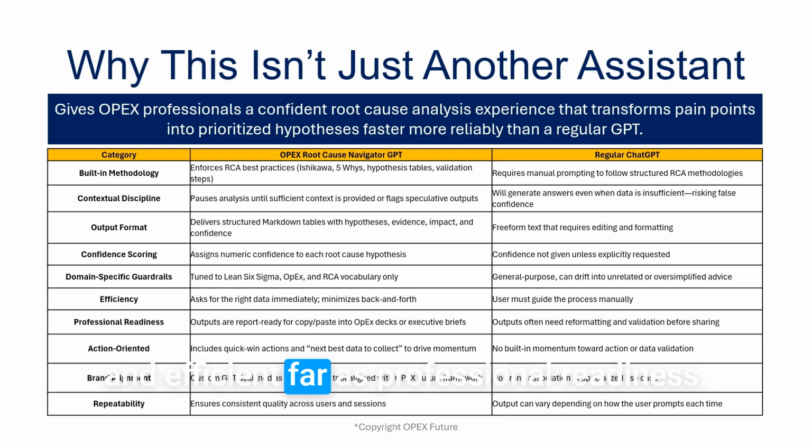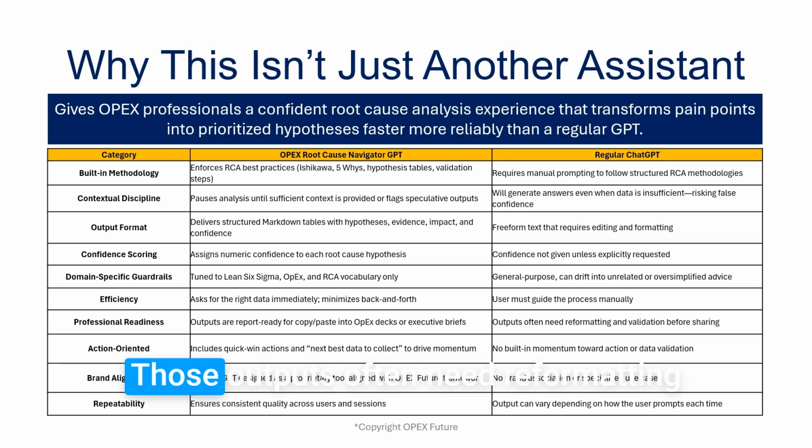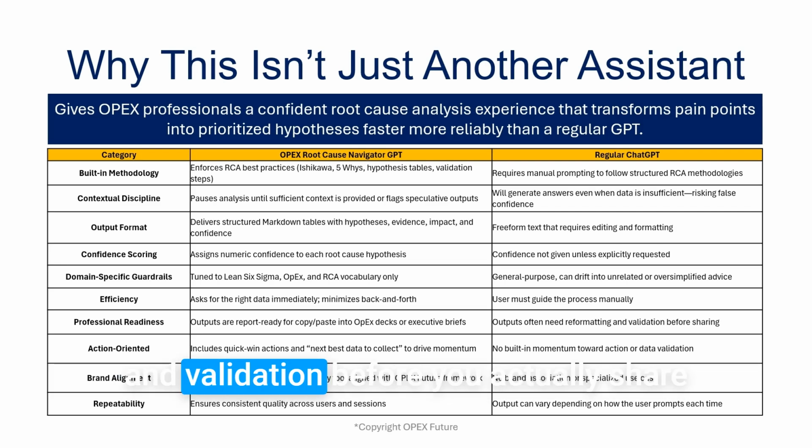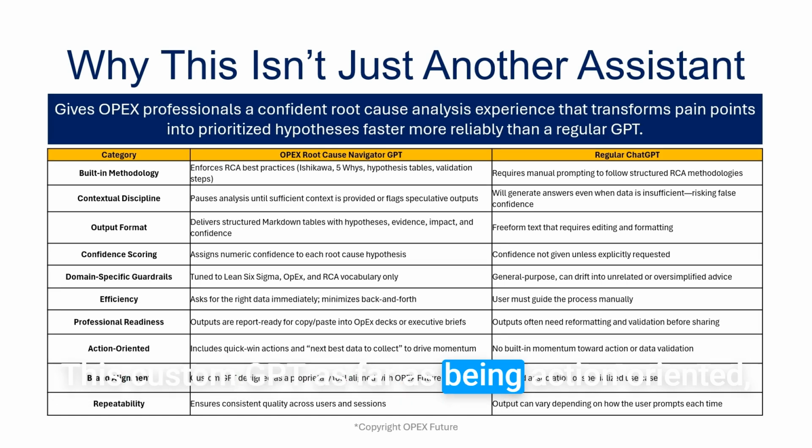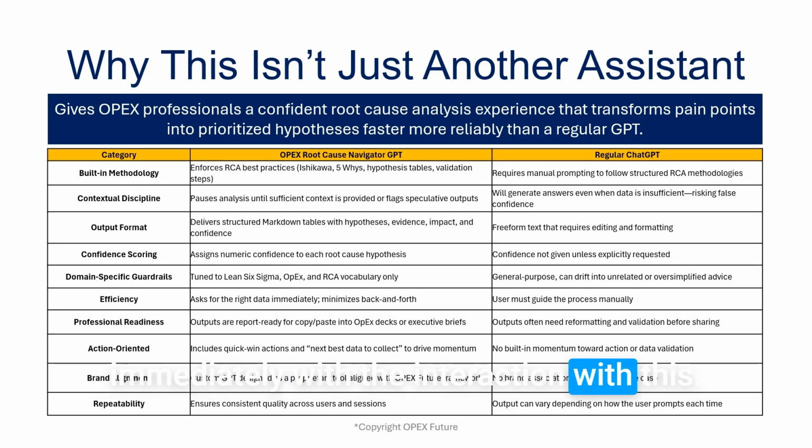And on the regular GPT, the user must guide the process manually as they go through that, which is relatively inefficient. For professional readiness, the outputs in the custom GPT are report ready for copy and paste into OPEX decks or executive briefs if you so choose. The regular GPT, those outputs often need reformatting and validation before you actually share them or release them to the world. This custom GPT, as far as being action-oriented, includes quick win actions and next best data to collect to drive momentum. That's built in. You're going to get that feedback immediately with the interaction with this.